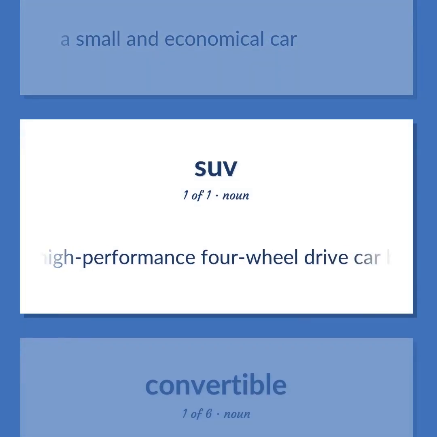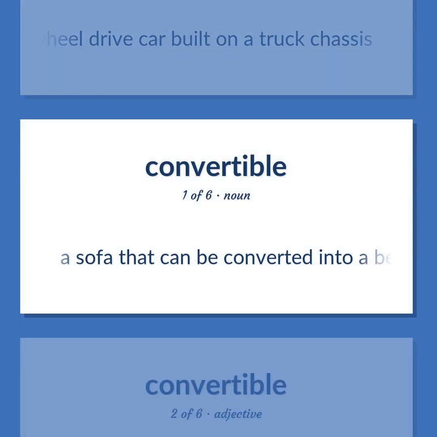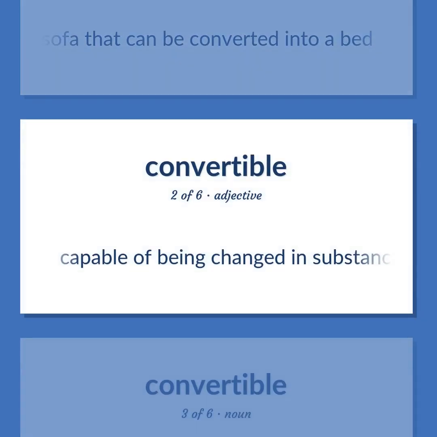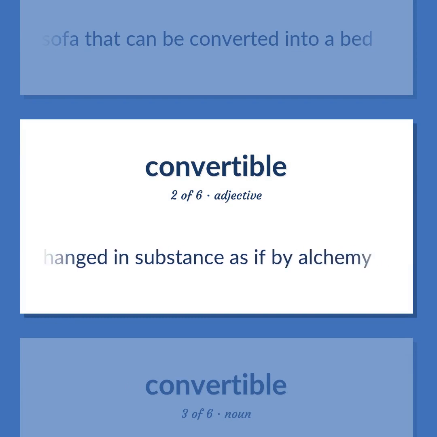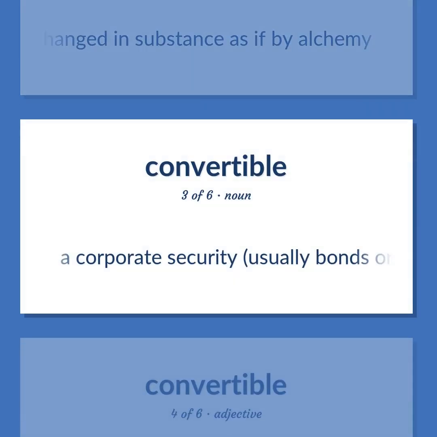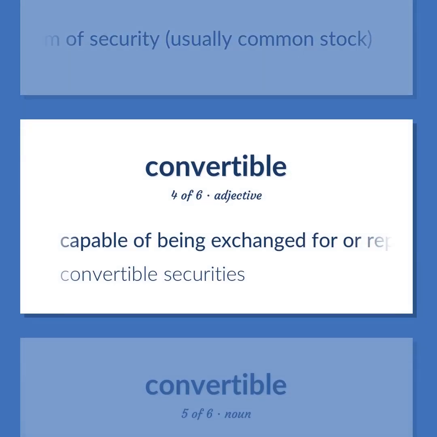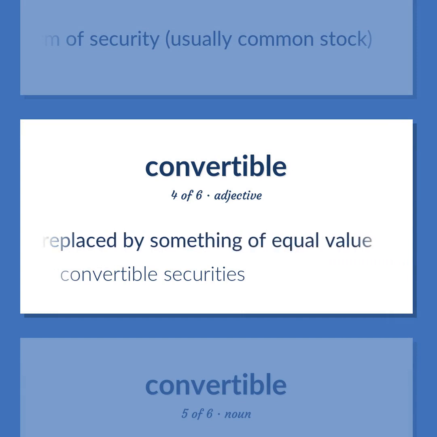A high-performance four-wheel drive car built on a truck chassis. A sofa that can be converted into a bed. Capable of being changed in substance as if by alchemy. A corporate security, usually bonds or preferred stock, that can be exchanged for another form of security, usually common stock. Capable of being exchanged for or replaced by something of equal value. Convertible securities.